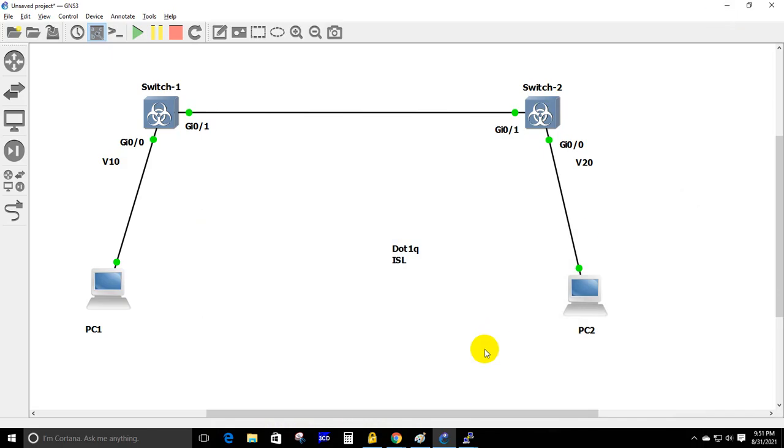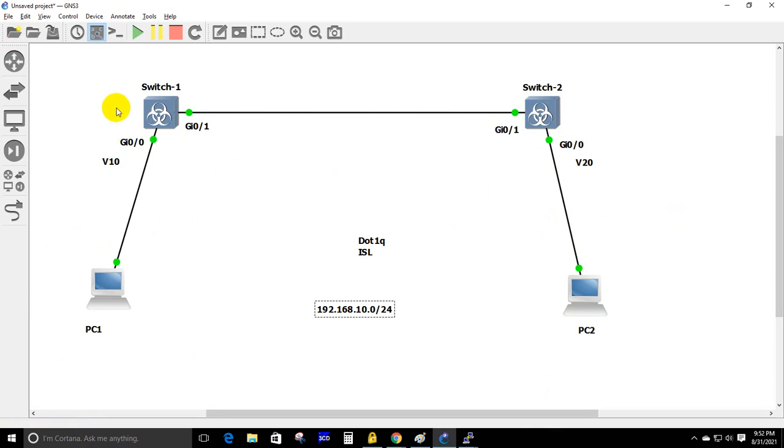Now PC1 cannot communicate with PC2 because they are in different VLANs, though they are in the same subnet. The subnet is 192.168.10.0/24. Both PC1 and PC2 are in subnet 192.168.10.0/24, but they cannot communicate with each other because they are in different VLANs, which means different layer 2 broadcast domains. Okay?